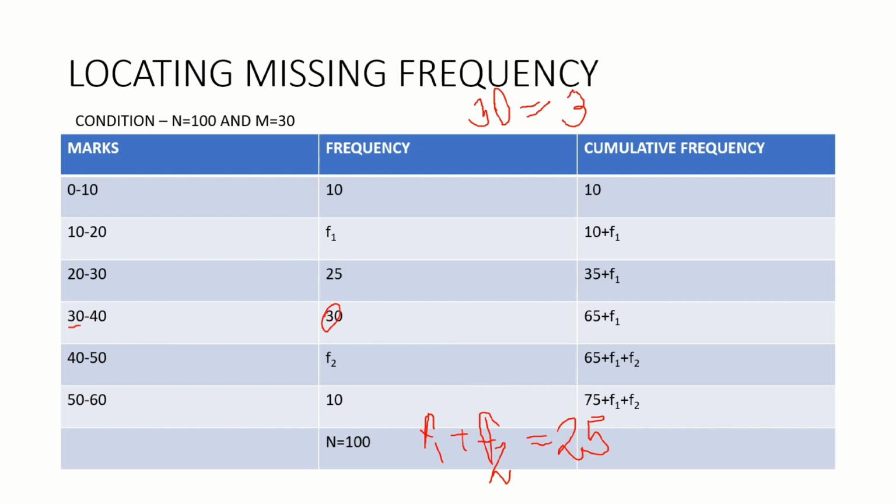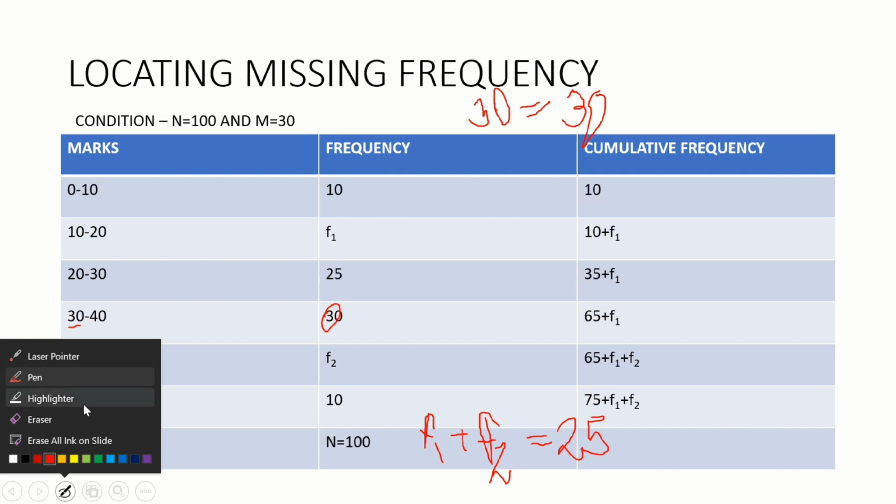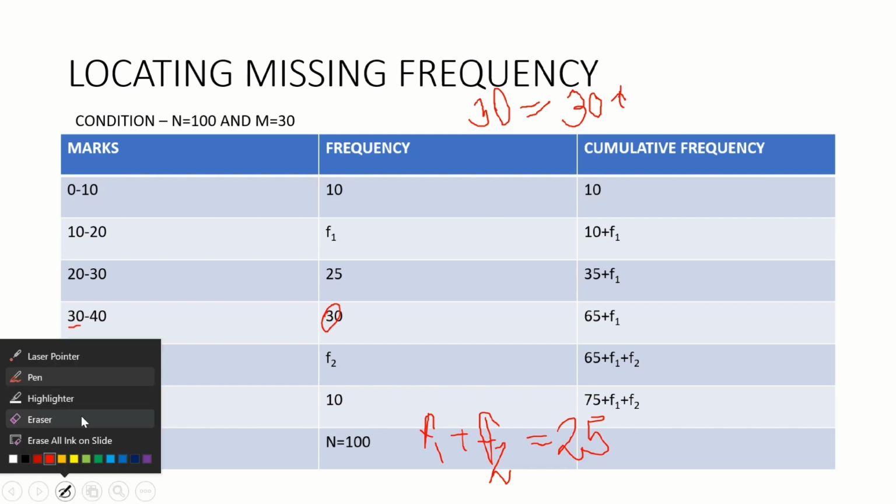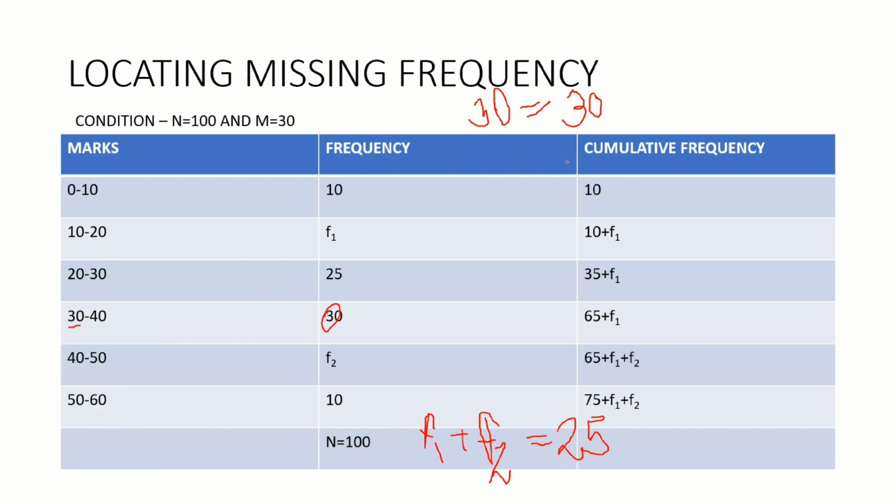Now we have to solve this a little slowly. Okay, we've got the L, lower limit. Then what's there? Plus. Now, what's there after the plus? We'll have to get the n, and n is already with us. So 30 plus n upon 2, which is 100 divided by 2, it's equal to 50, minus CF. Well, over here, cumulative frequency is equal to 35 plus F1.